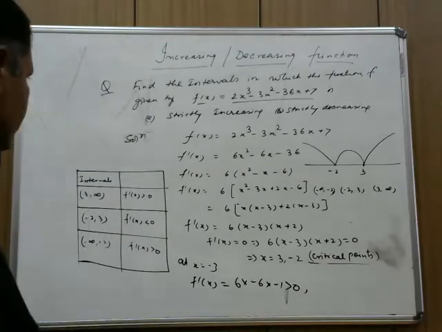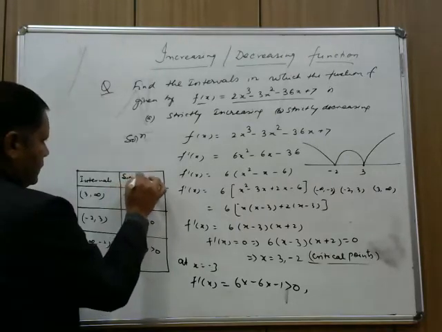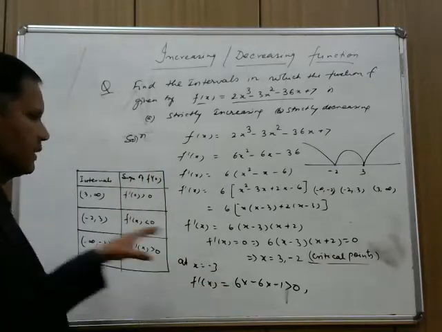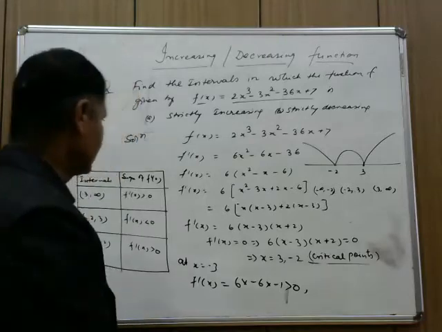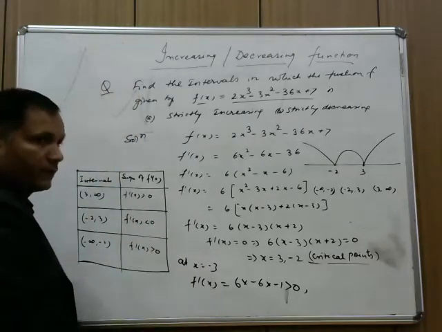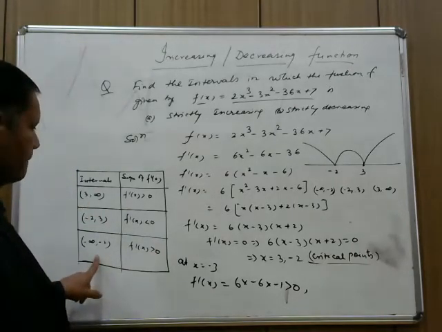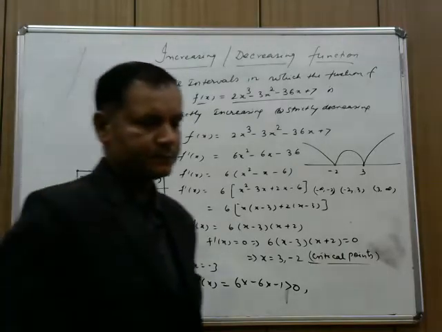Sign of f dash of x. We put the value and check whether it is increasing or decreasing, and then finally we will write the result. Here we will write: the given function f of x is increasing in the interval 3 to infinity and minus 2 to minus infinity, and decreasing in the interval minus 2 to 3.